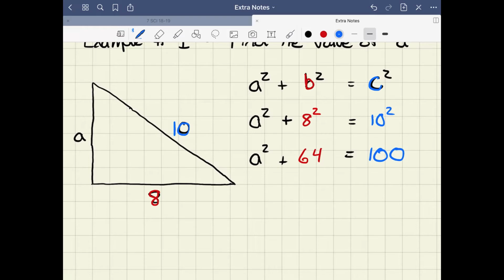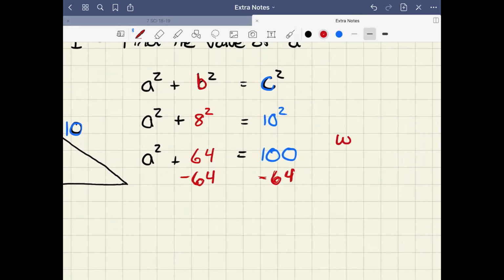Now, here's where it gets a little bit tricky, right? We still need to try to find A squared, or A, but we have a 64 on the same side of the equation. And so what we're going to do is make a change to both sides of the equation. We are going to subtract 64 from both sides. That's really important for us to understand here. We are going to subtract 64 from both sides.